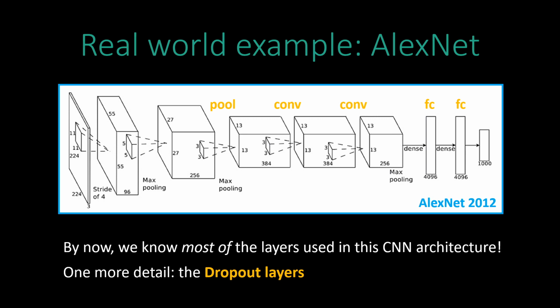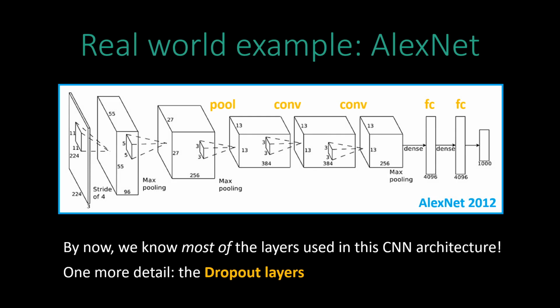Okay, so let's step from the general description of a convolutional neural network architecture into one particular example that has been used in the real world on some real world data, and that would be the AlexNet.